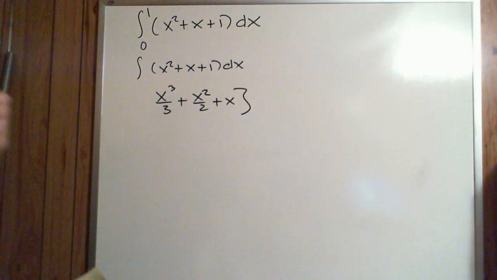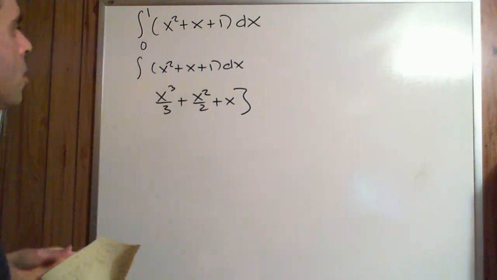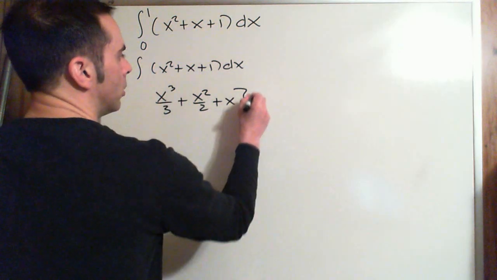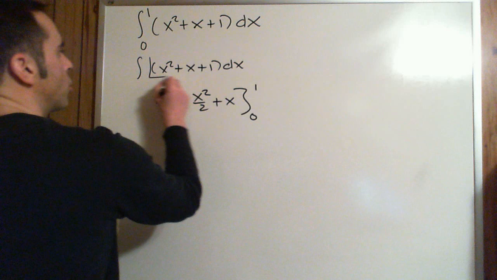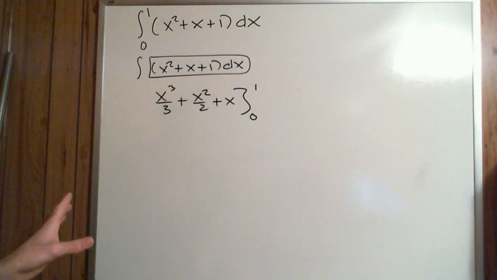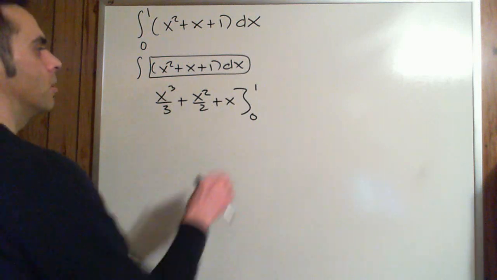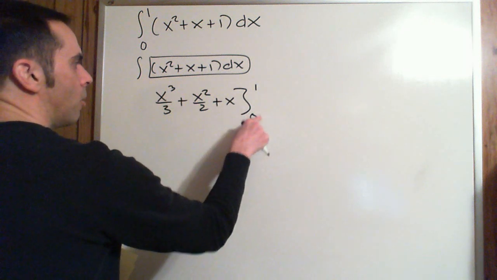And now we're not going to put a plus c anymore because we have limits of integration. So we're going to evaluate this antiderivative from 0 to 1. So again, you take the antiderivative just like you used to, but we're not going to add a c. And you'll learn why in a few moments. Once we take the antiderivative, we're just going to evaluate it at 0 and 1.